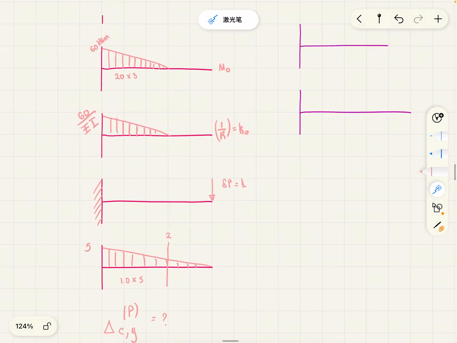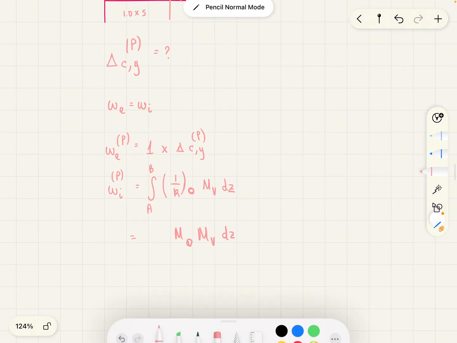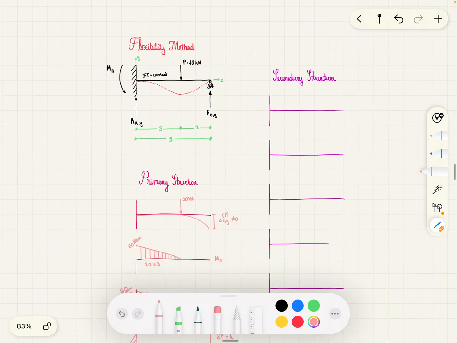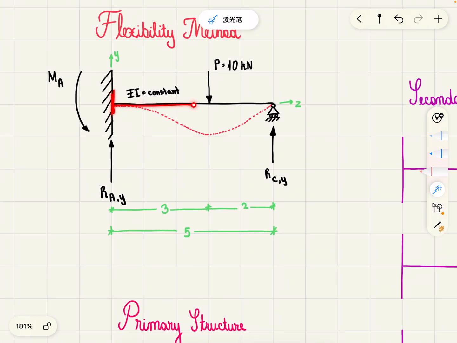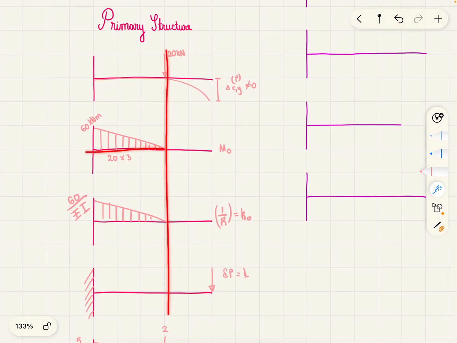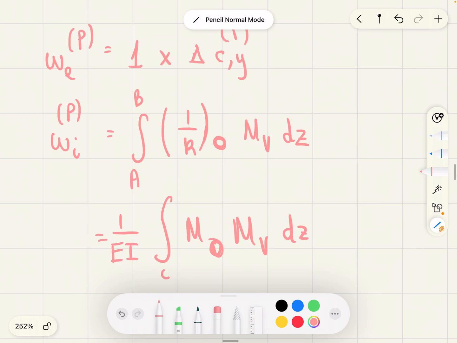here the curvature in terms of m naught, we have to take out this factor of EI as 1 over EI. We know this is a constant, so we're going to write it in front of the integral, 1 over EI. Now integrate the real moment, virtual moment with respect to dz. Now what do we integrate from? From A to B. So from here to here, so 3. So the distance from where the point load acts towards the fixed end of the beam. So we integrate from 0 to 3.